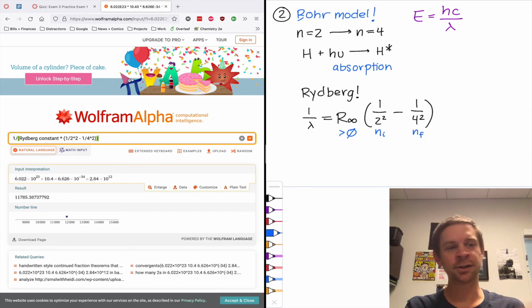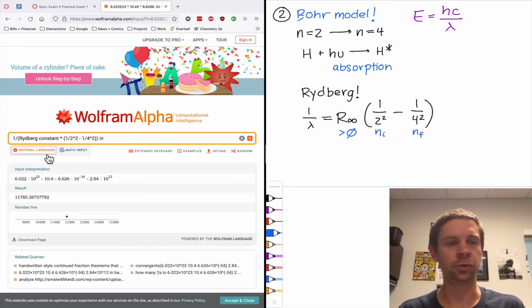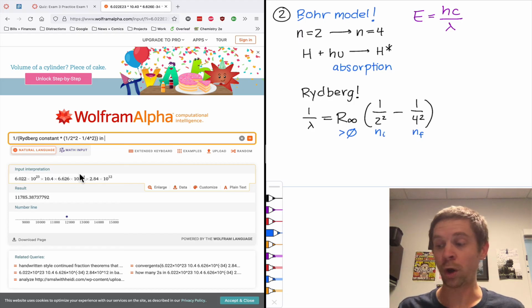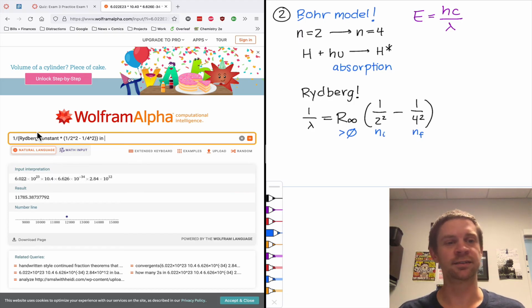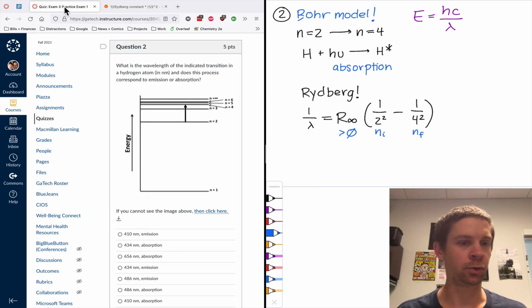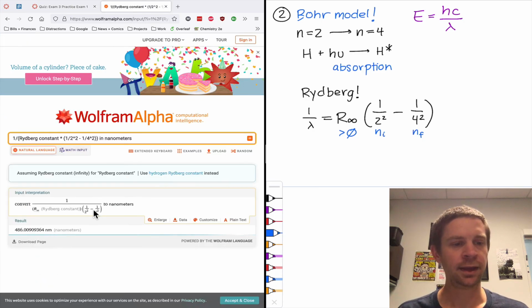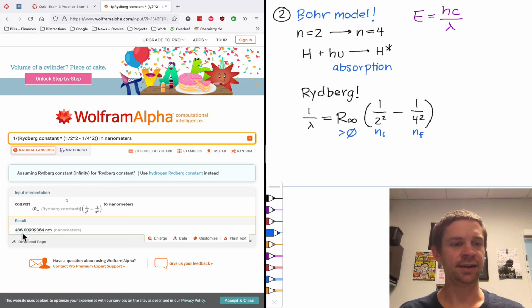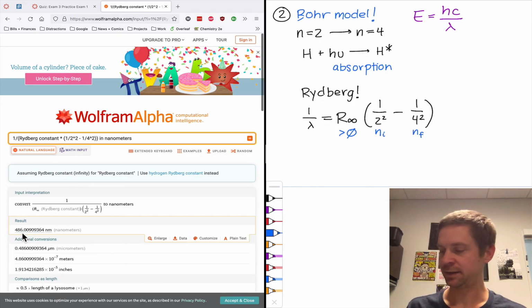And this entire expression should have units that are equivalent to length, right? Equivalent to wavelength. Since 1 over lambda equals the Rydberg constant times this difference, 1 over that will pop out lambda. So let's try this in nanometers, since that's, after all, what's listed in the problem. And there it is, and the value is 486 nanometers.